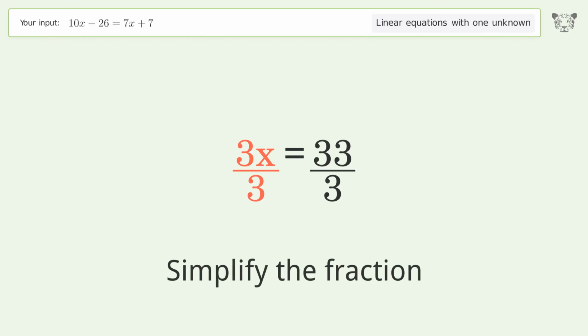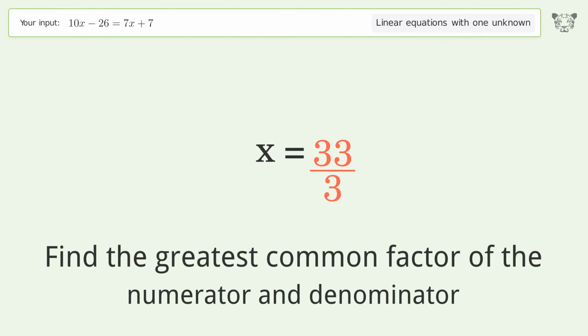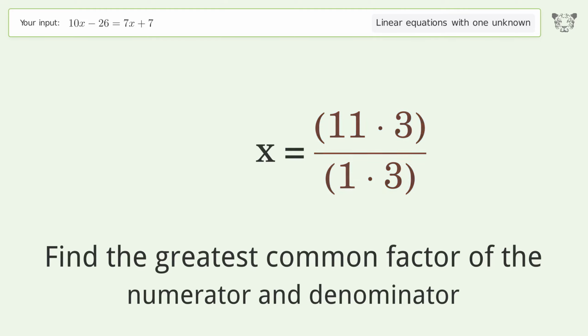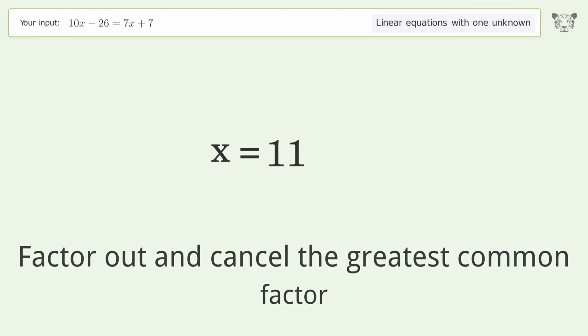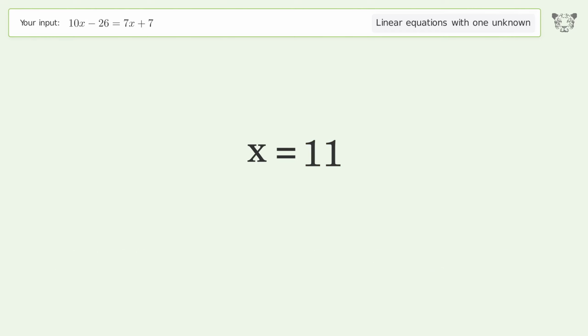Simplify the fraction. Find the greatest common factor of the numerator and denominator. Factor out and cancel the greatest common factor. And so the final result is x equals 11.